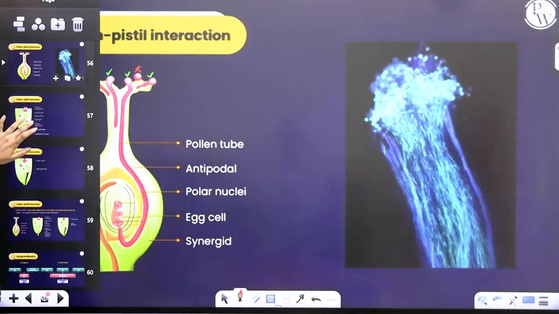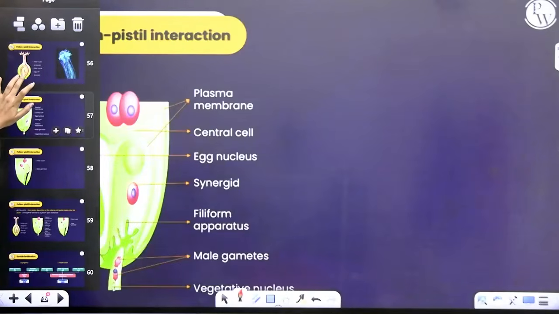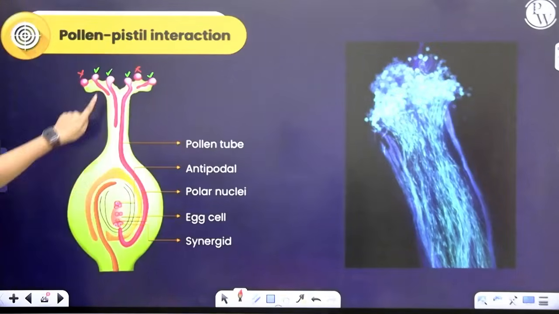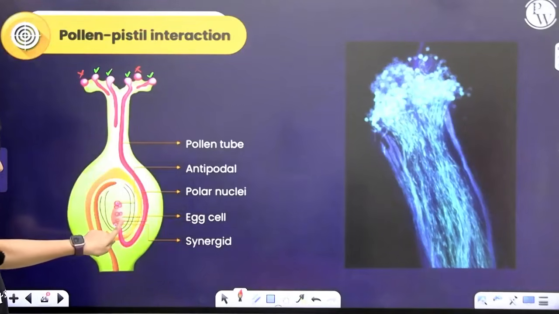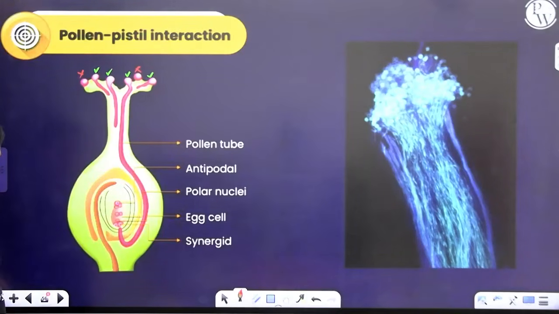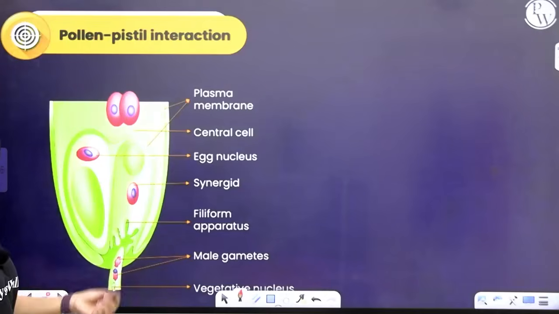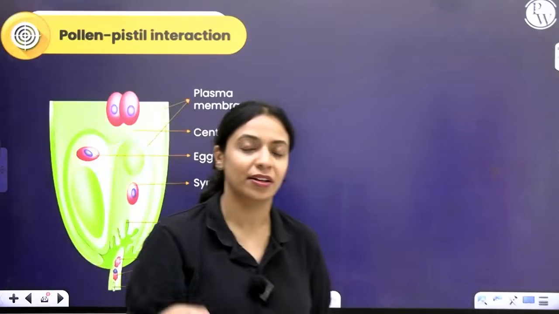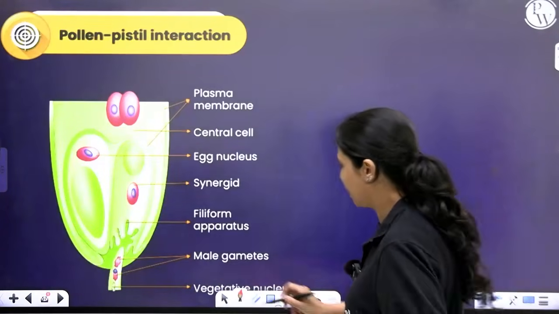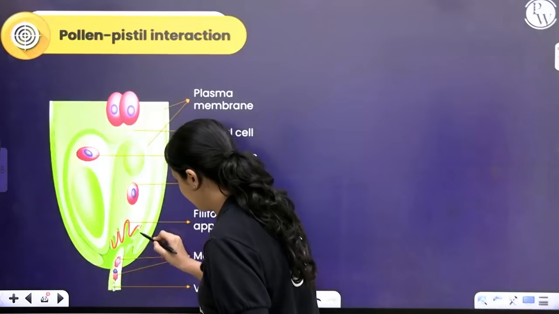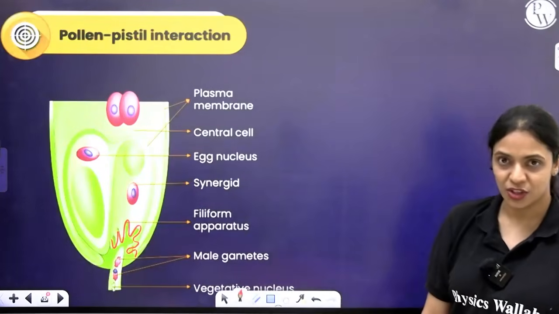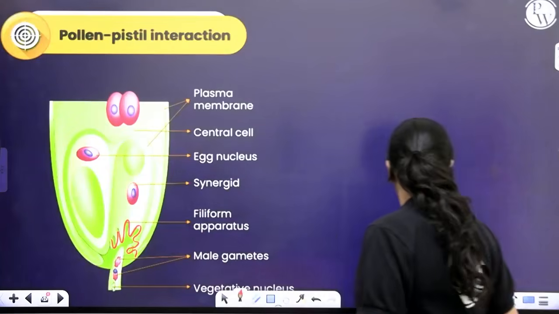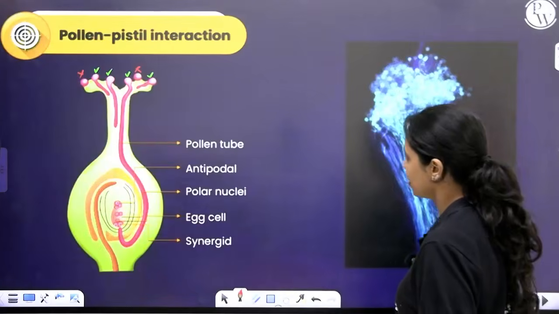Alright. So what happens during pollen-pistil interaction is the pollen tube will form through the style, through the wall of the ovary, and enter the ovule through the micropyle. Once it enters through the micropyle, the filiform apparatus that I mentioned earlier, which is present in the synergids, right? It will first enter one of the synergids.